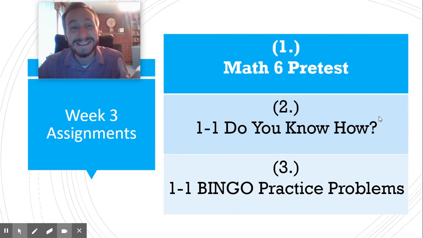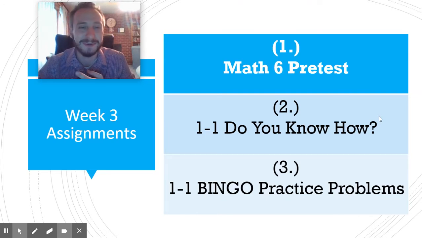Okay. The second thing we're going to do for week three is a 1-1. So topic 1, chapter 1, the Do You Know How. So there's about 6 problems. I'm going to go over chapter 1, section 1 today. So if you have any questions, make sure you ask. But I'm going to be going over a few examples, and hopefully you get it by the end of this video. Once we go through this video and go through some examples, try the Do You Know Hows. Okay, there's 6 problems.